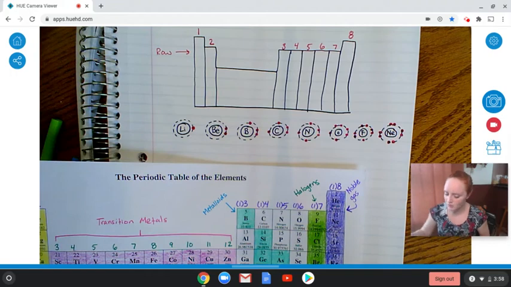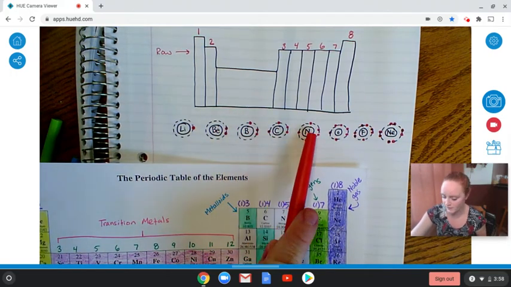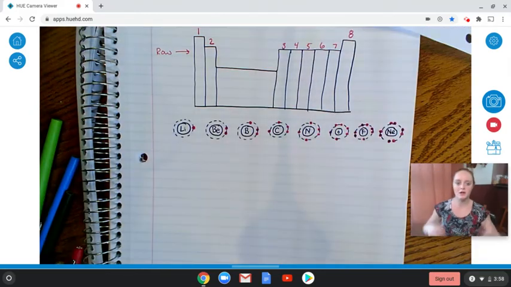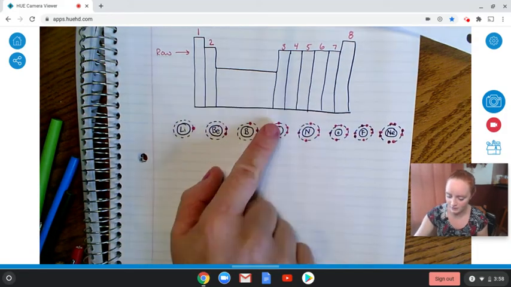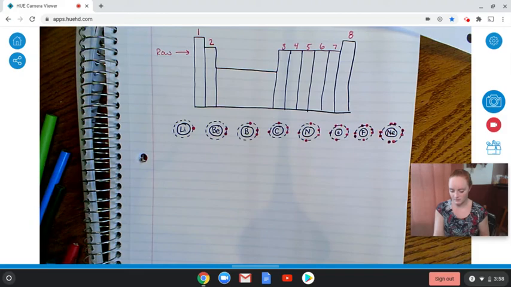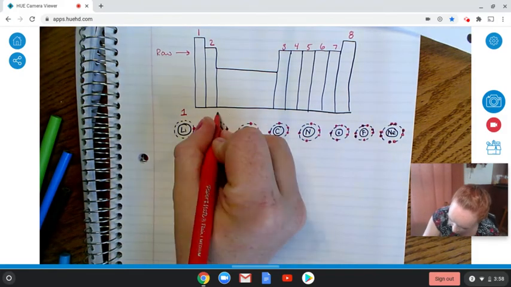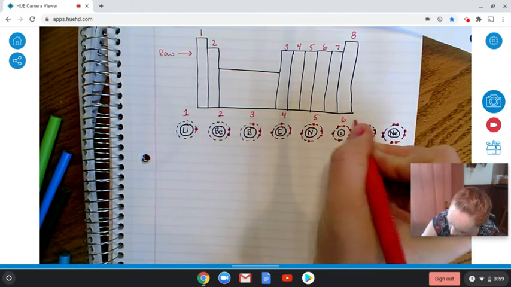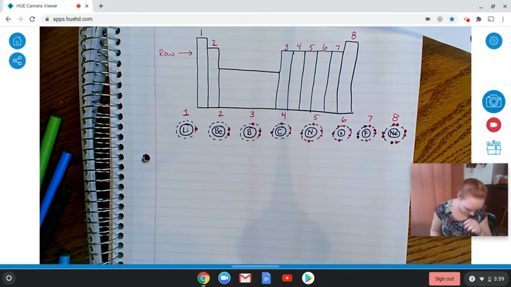So looking at row 2, this would be column 1, column 2, column 3, 4, 5, 6, 7, 8. We now have an example of how those atoms look in each of our sample columns. So this is column 1, 2, 3, 4, 6, 7, 8. Next thing I want us to do is, where's my black marker?